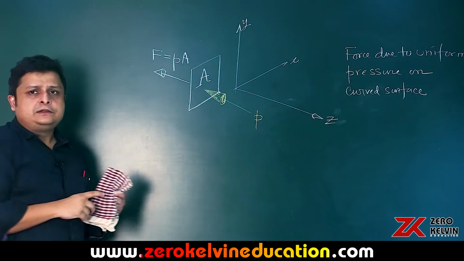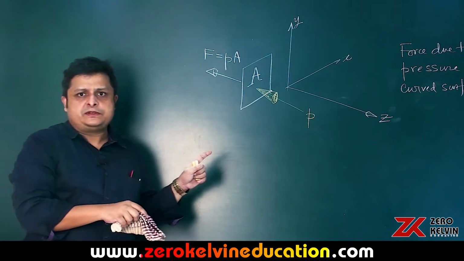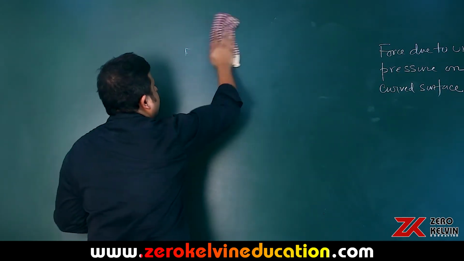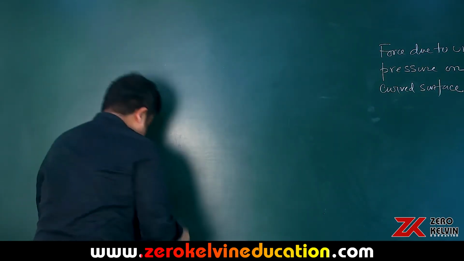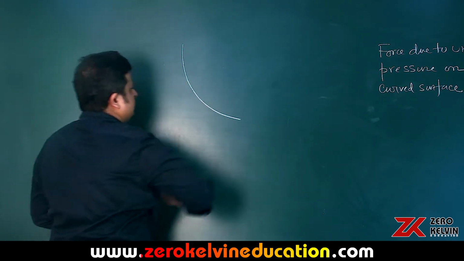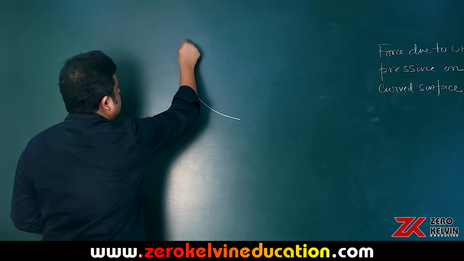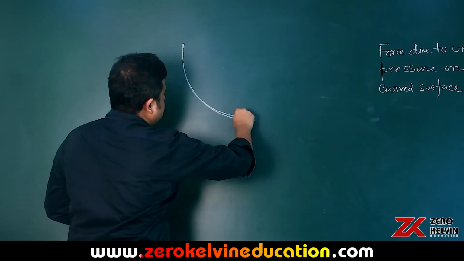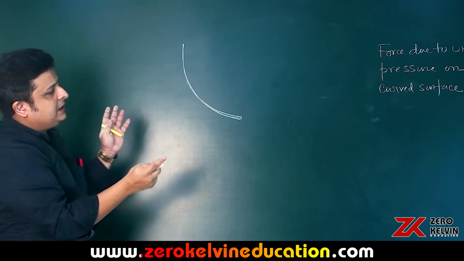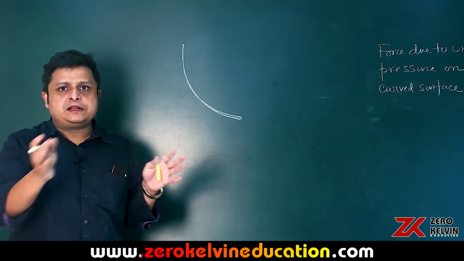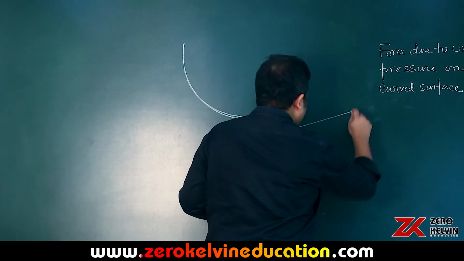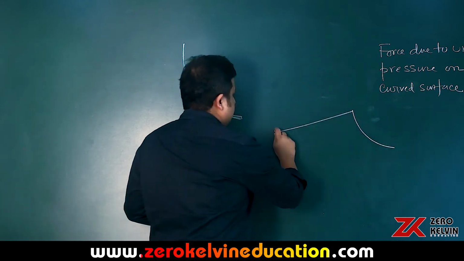So this was actually a plane surface, right? Now let us consider curved surface. Say for simplicity, let's consider a curved surface like this. Okay, this is just a view of the curved surface. This is what the curved surface looks from the front. Say this is a quarter part of a cylindrical shell like that. So the actual cylindrical shell, the quarter part of the cylindrical shell. So this is the shell.